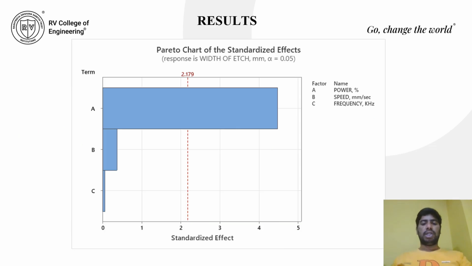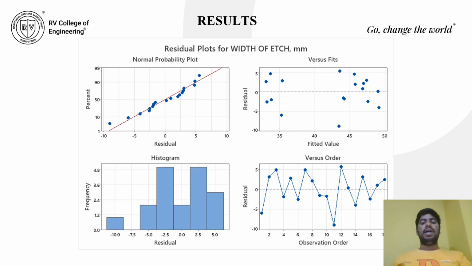Here we can see a Pareto chart of the standardized effects. Here on the x-axis we can see the standardized effect and on the y-axis we can see the different factors. A represents power, B represents speed, and C represents frequency. This chart shows that A has more effect compared to B and C. These are the residual plots for the width of etch in mm: normal probability plot, versus fits, histogram, and versus order.